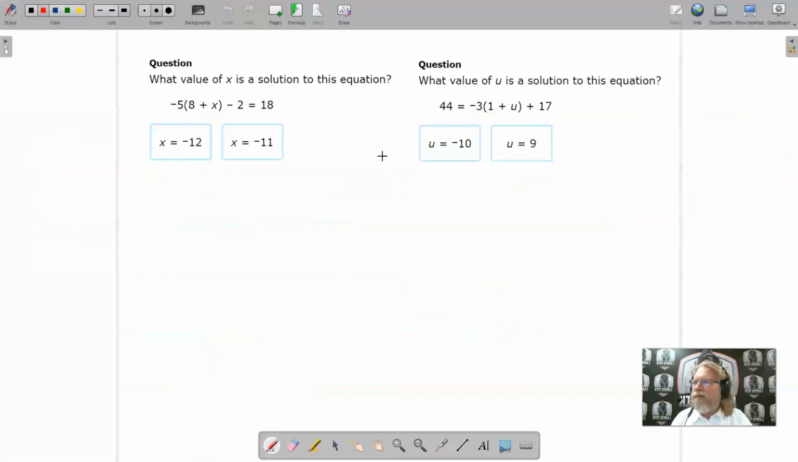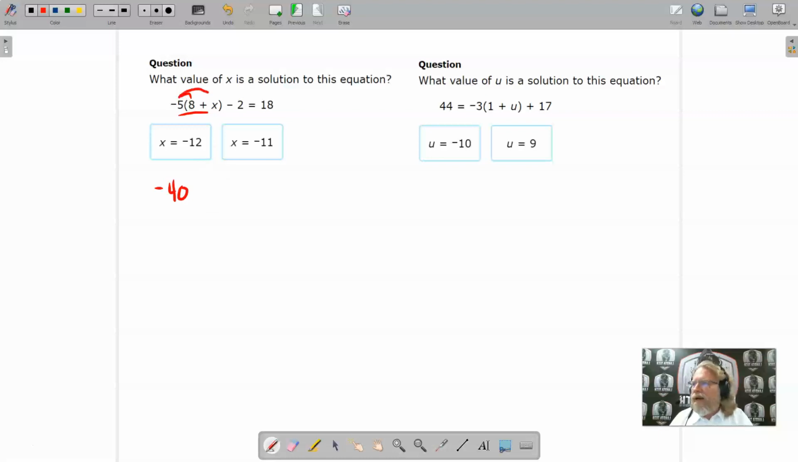All right, last two problems here. Looks like both of them have distribution in them. We're going to have to use the good old property of multiplication over addition, distribution of multiplication over addition. Most people just call it the distributive property for short. So first thing we want to do is let's simplify this. We got to go ahead and do this distributive property here. So -5 times 8 is going to be -40, right? Negative times positive is a negative, and 8 times 5 is 40.